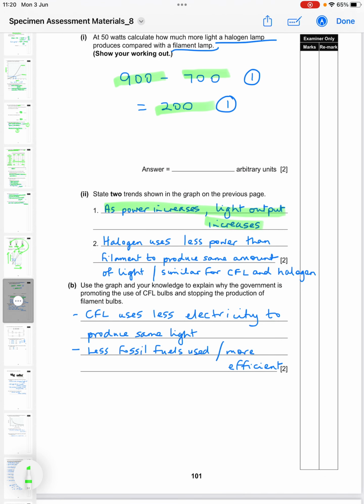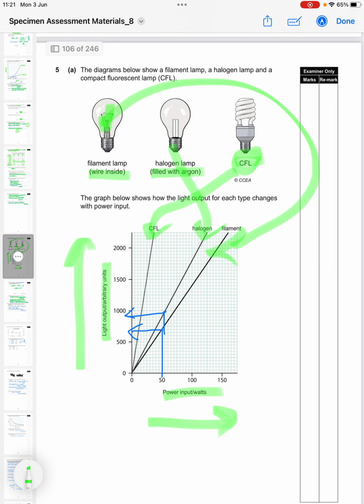Then the halogen uses less power than the filament to produce the same amount of light. Or you could say it's similar for the CFL and the halogen.